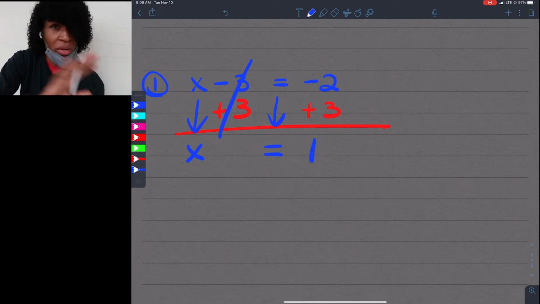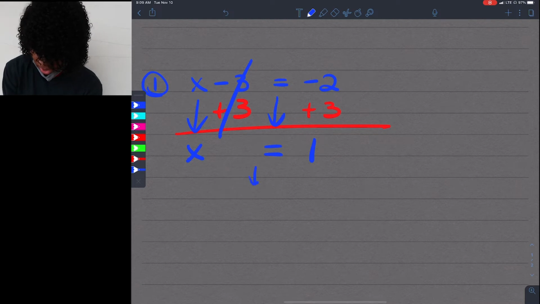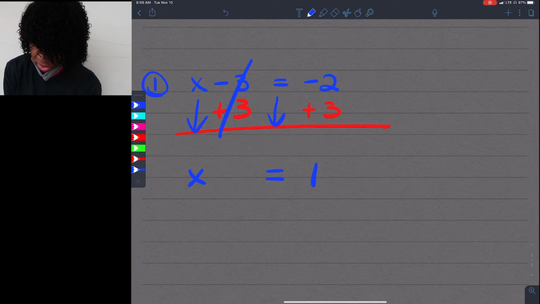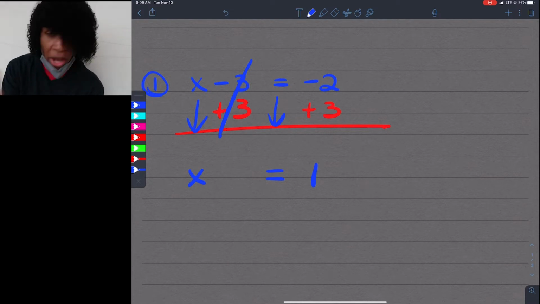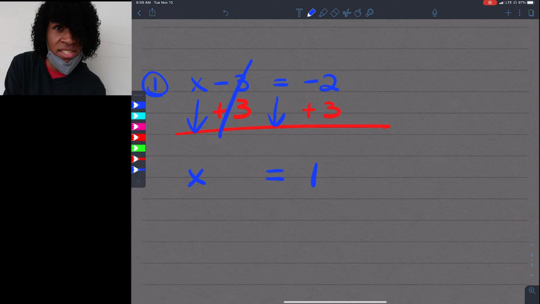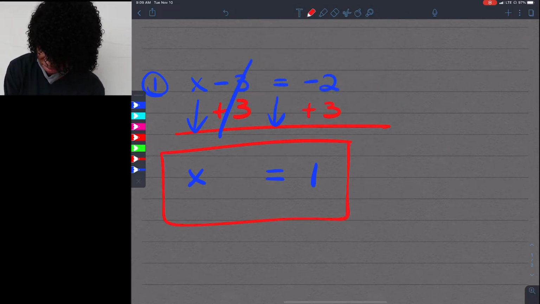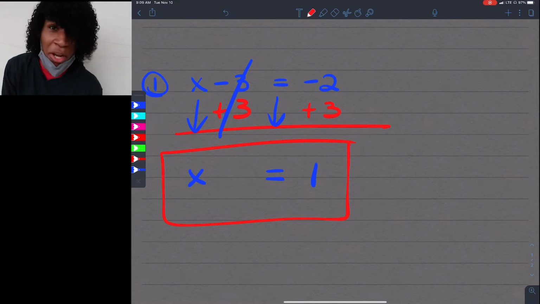Now, before I do anything else, I'm gonna cheat a little bit and just move this down here because I'm on an iPad. Okay, now let's look at our equation. Is x by itself? Does it have anything else attached to it? No, that's right. So x is by itself now. So you have a clear statement, x equals 1. And ta-da, that's it. You're done. That's it for number one.